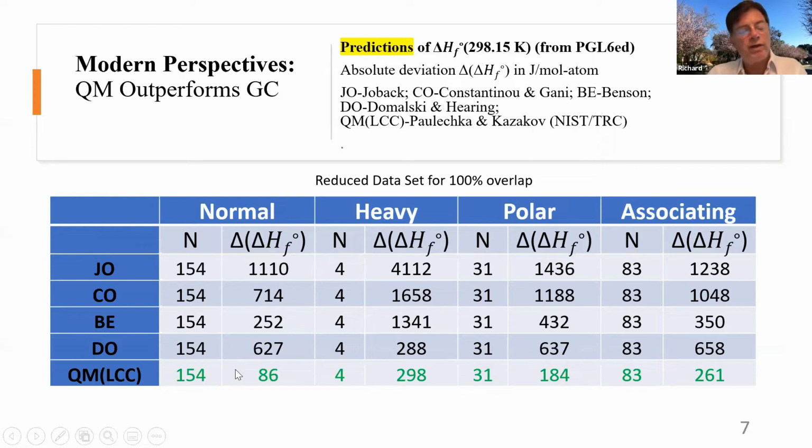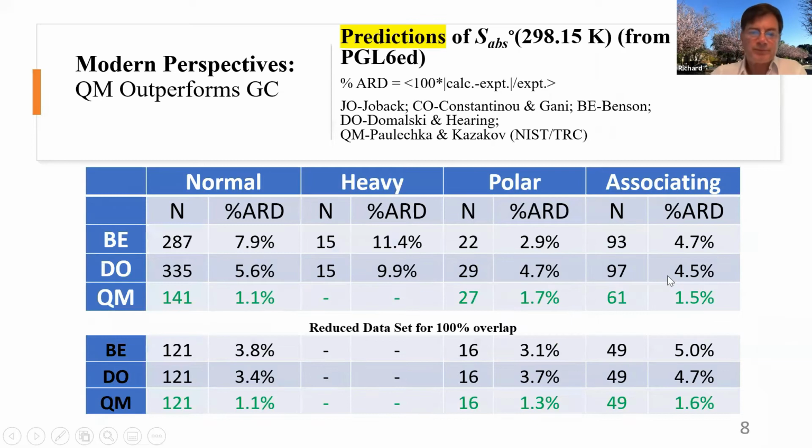So what if we put all methods on the same exact basis of all compounds? Again, the trend is pretty much the same, but not quite as dramatic across the board. When it comes to the absolute entropy, this is what you need to be able to predict the Gibbs free energy, which is necessary to predict your reaction equilibria. It's a similar story. In this case, it's maybe 5 or 6 times better.